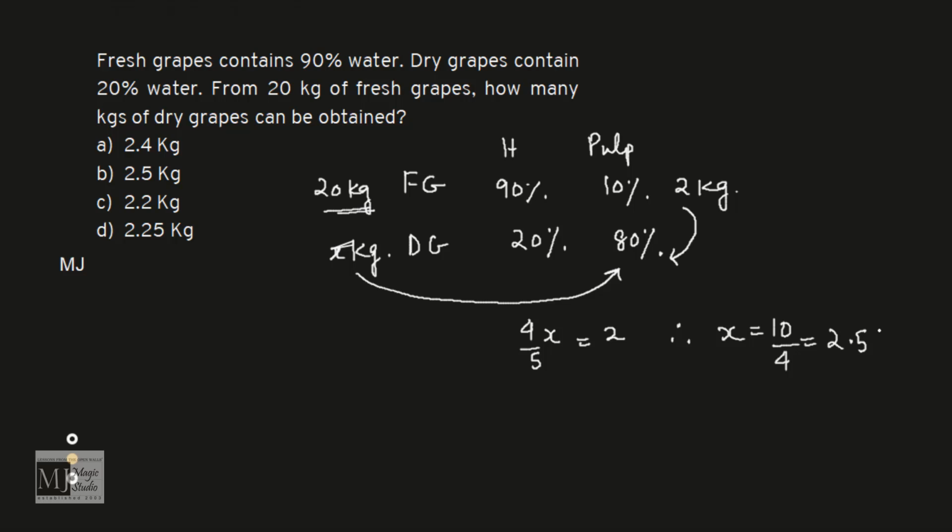That is 2.5 kg. No fuss regarding what different processes we can have. It's a simple ratio comparison question. 10% of 20 kg is 2 kg. That is the pulp. Why are we equating pulp? Because pulp content should be the same. Otherwise, this water content will differ. So in 20 kg, if we have 2 kg pulp, in 2.5 kg of dry grapes also we will have 2 kg of pulp and 20% of water. So from 20 kg of fresh grapes, we will get 2.5 kg of dry grapes.